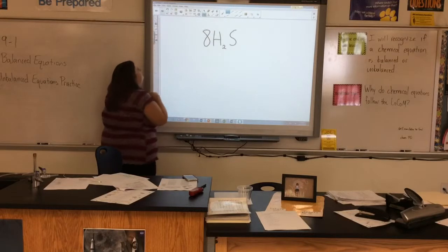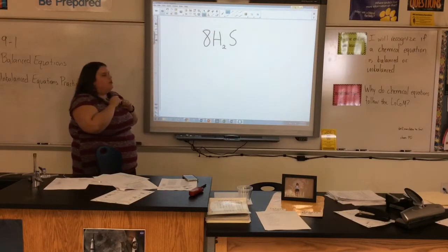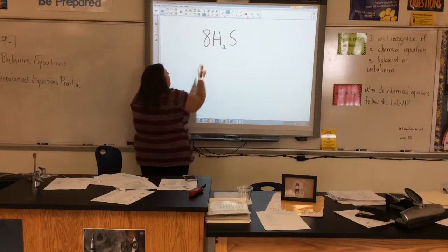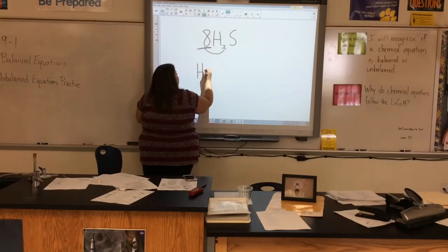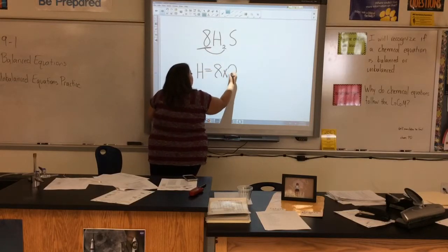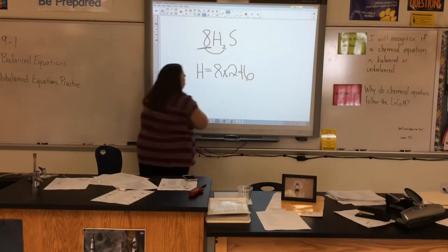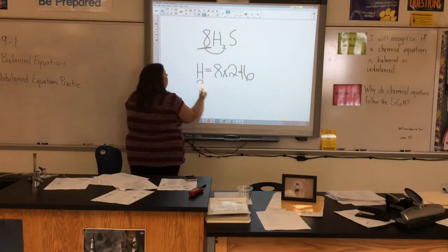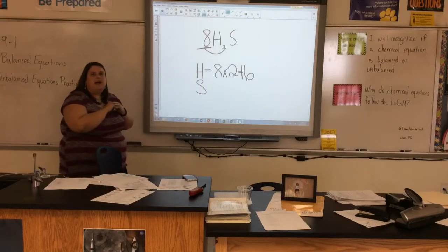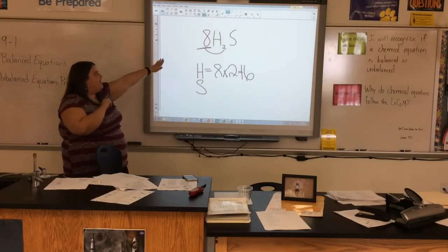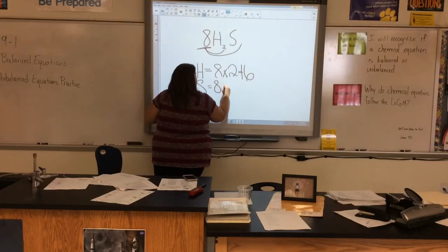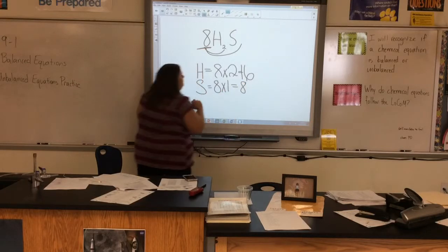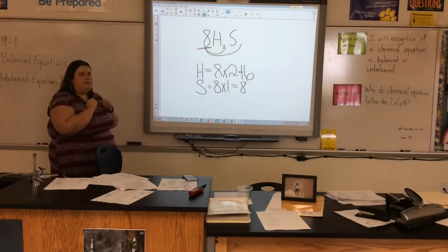Okay, our next problem, 8H2S. I have a coefficient of 8. So for hydrogen, I'm going to do 8 times 2, which equals 16. For sulfur, I do not have a subscript, but I still have to see that the coefficient is attached to that. So I have 8 times 1, which equals 8.